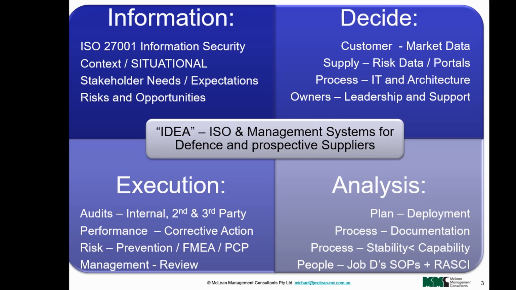To make a decision then, on the right-hand side, you look at the customers and what markets you're trying to satisfy, and what supply chain risks you have. Your suppliers, as we all know, can provide you products and services, but also data, in regards to RFID, QR codes, barcodes, and other information about their product or service into your supply chain. Likewise, your IT and process architecture is the means whereby this information is captured and used within your processes, and the owners of the business can demonstrate leadership and support by providing the right resources to make that process work.